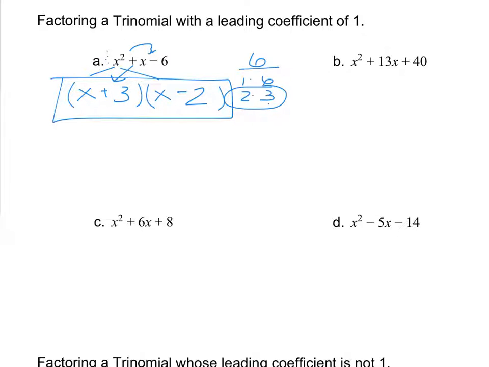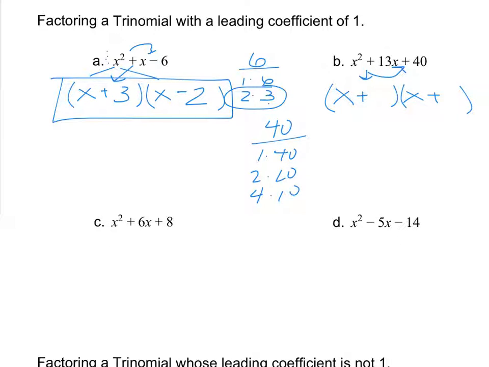Same idea with B. Set up my two parentheses, x and x. I bring down my first sign. Positive times positive is also positive. I take the number 40 and I find things that multiply to give me 40, and I look for a pair that adds or subtracts to give me 13.